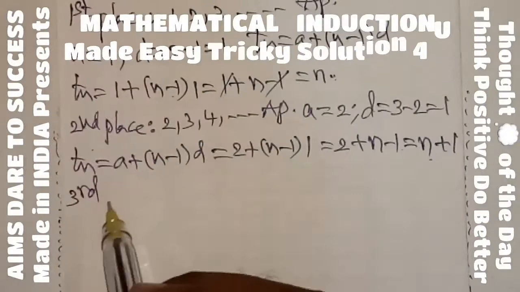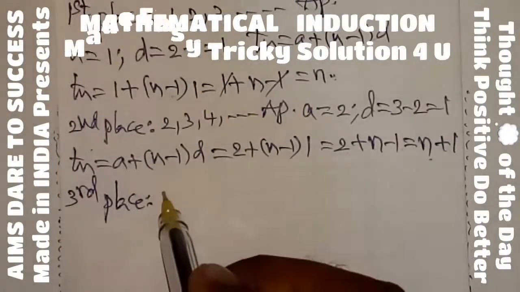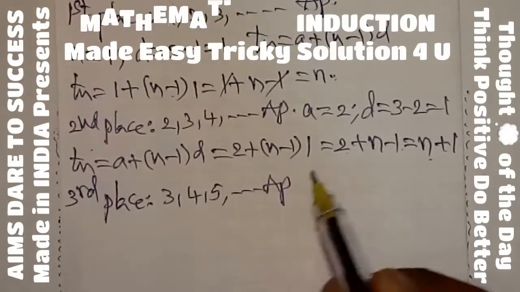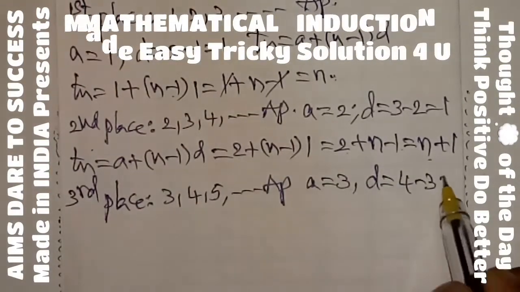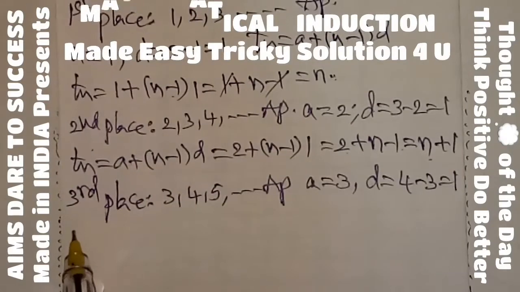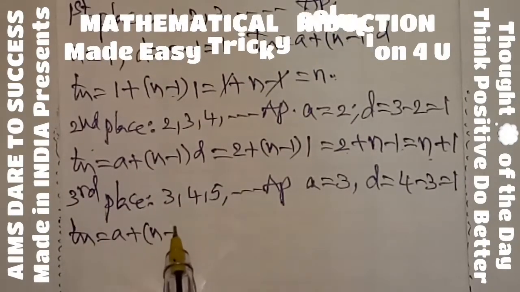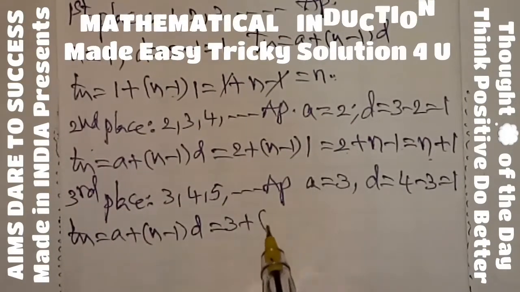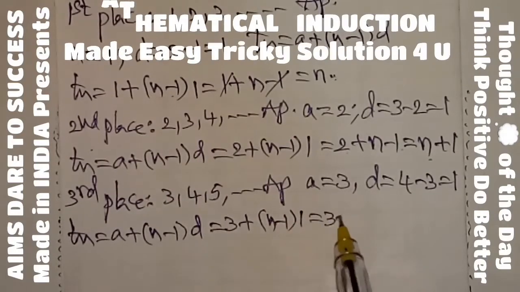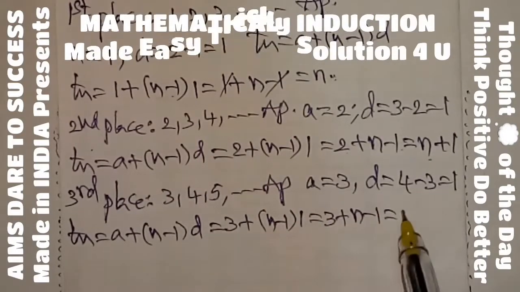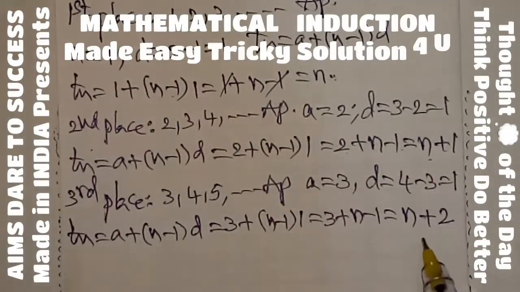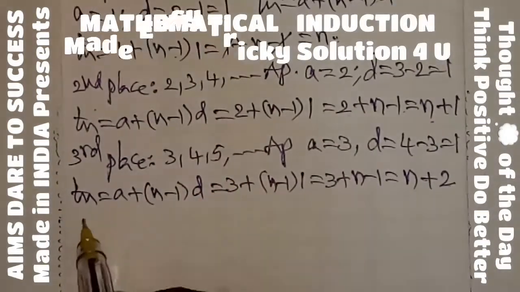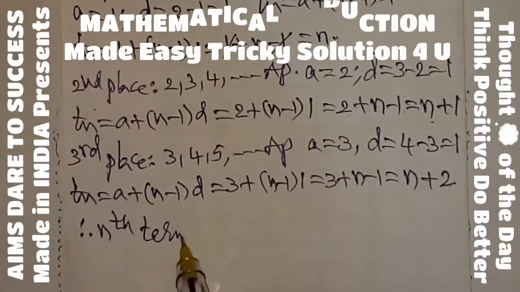Next I wanted to write the third place. In the third place, the values 3, 4, 5 and so on are in AP. Here the first term A is equal to 3. The D value, second value minus first value, 4 minus 3, is equal to 1. A value 3, D value 1. Here the nth term in an AP, Tn, is equal to A plus n minus 1 into D. Here the A value is 3 plus n minus 1 into the D value 1. Simplify: 3 plus n minus 1 into 1 is n minus 1. Simplify: n as it is, 3 minus 1 is plus 2. So the first place nth term is n, the second place nth term is n plus 1, and the third place nth term is n plus 2.